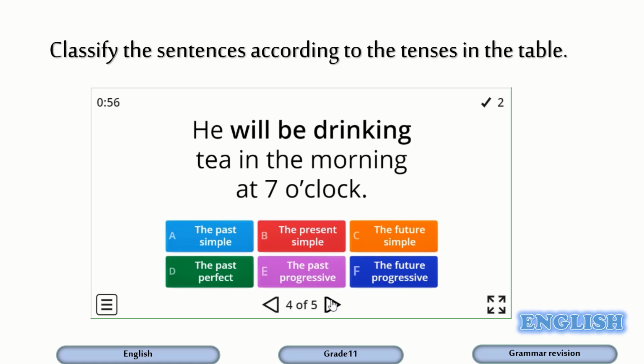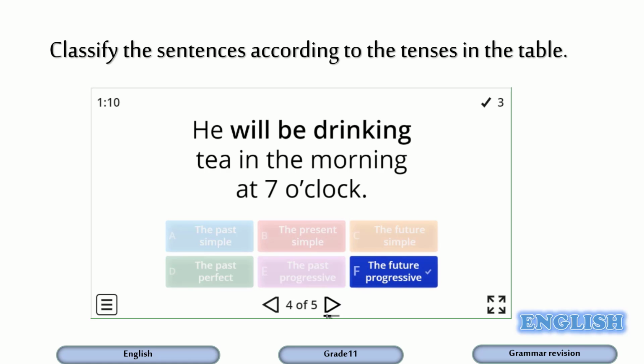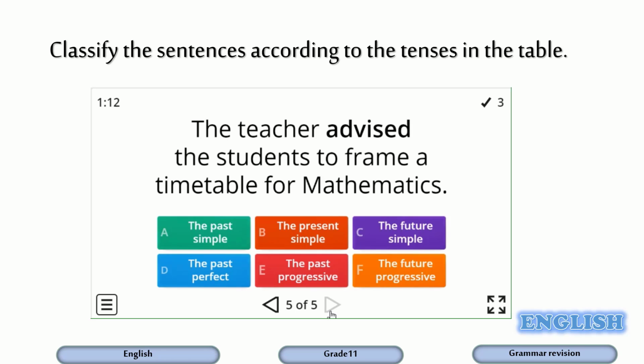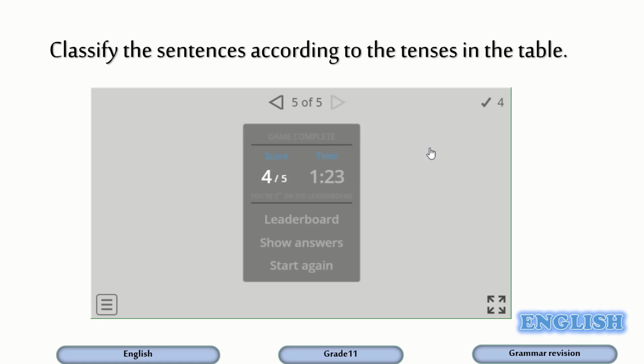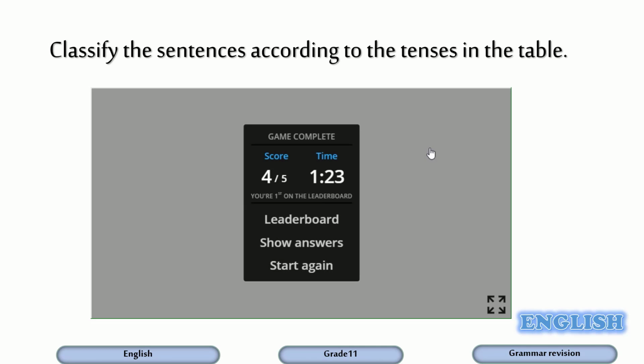Number 4, he will be drinking tea in the morning at 7 o'clock. Will, this is the future, but we have will be drinking. Do you think it's simple? No, it's the future progressive. Very good. And finally, the teacher advised the students to frame a timetable for mathematics. Advised, as you can see here, we have verb plus ed. Yes, it's the past simple. And here is our score. We have one mistake.